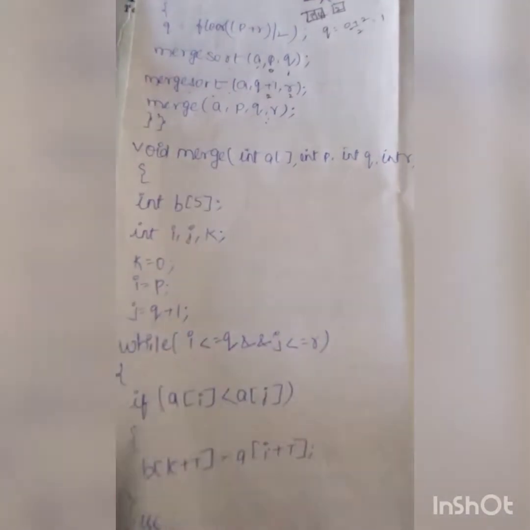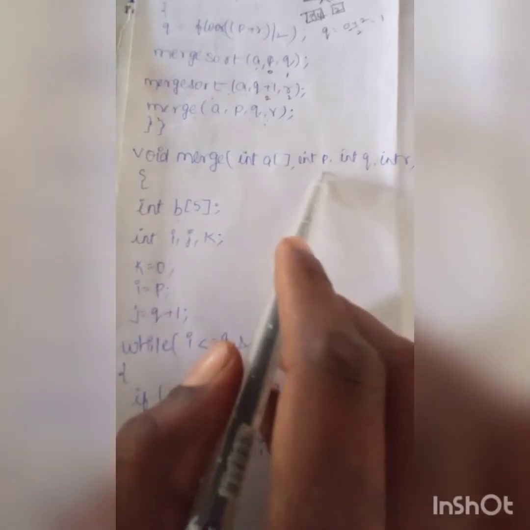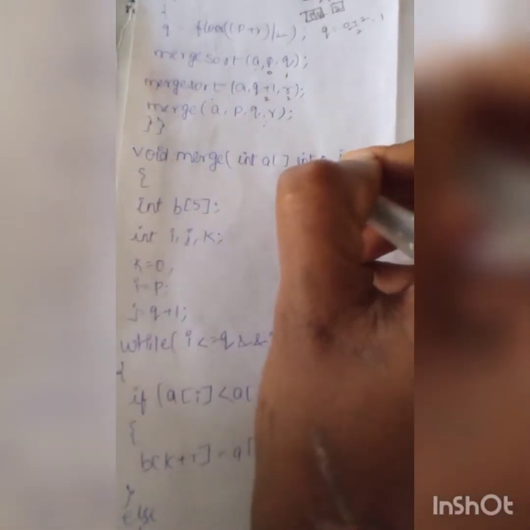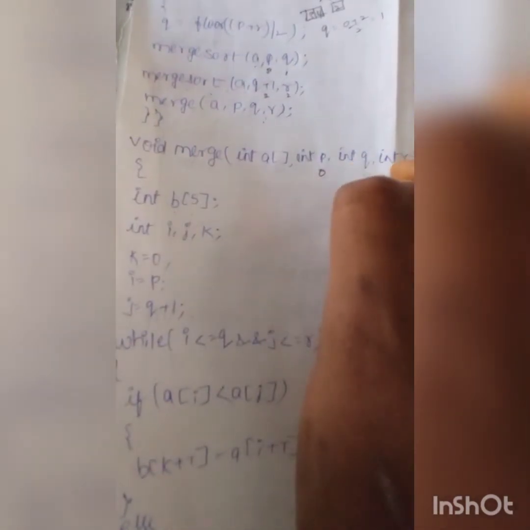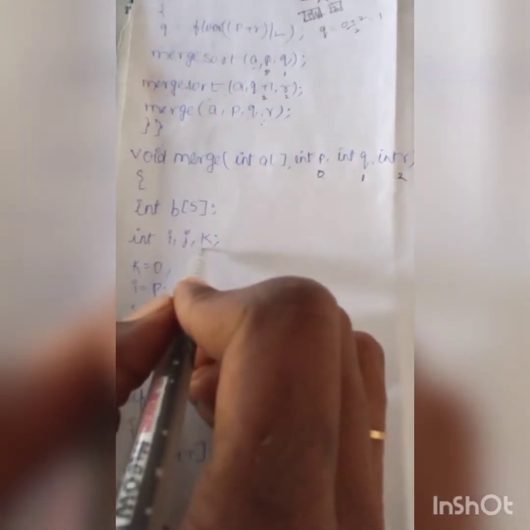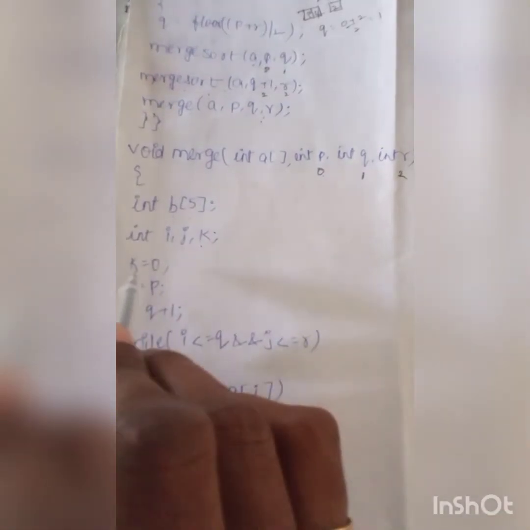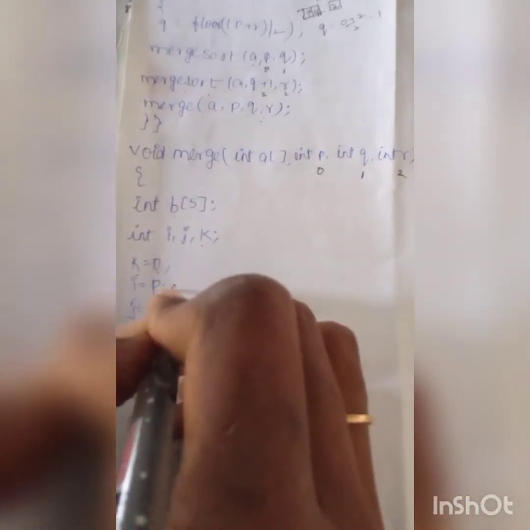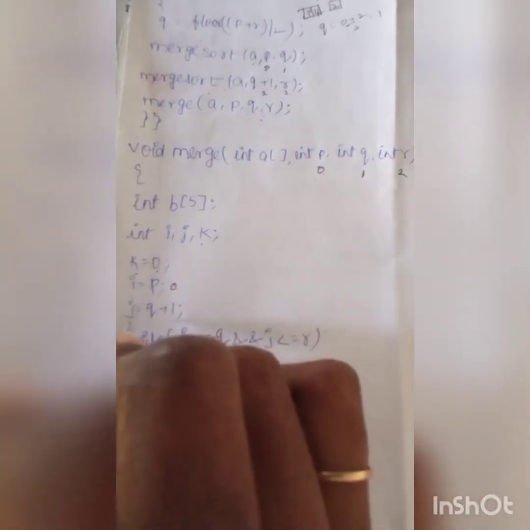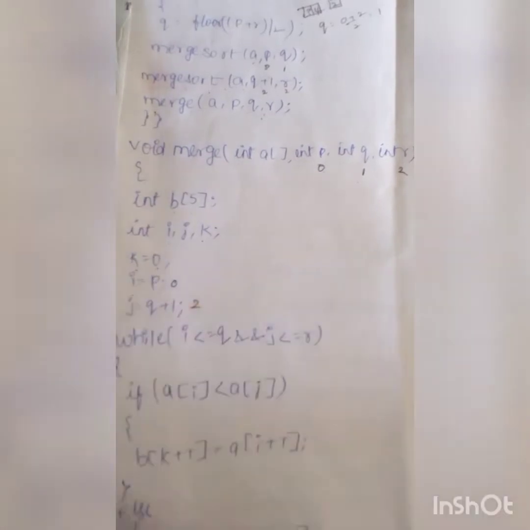Here I am taking a variable array b that stores 5 elements, and p is nothing but 0. First come to this case: q is nothing but 1, r is nothing but 2. Now i, j, k: for sorting, I am taking these three variables. k is 0, i is equal to p. What do we have in p? We have 0 in p. So k is 0, i is 0, j is equal to q + 1. What do we have in q? 1. 1 + 1 is nothing but 2.